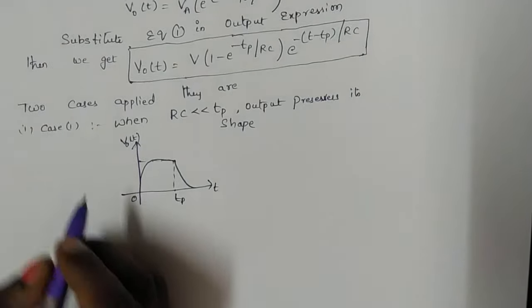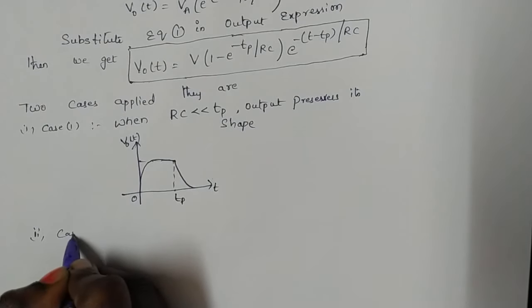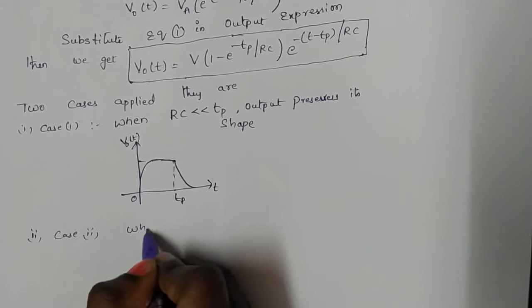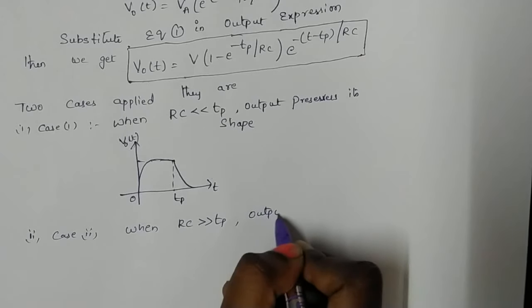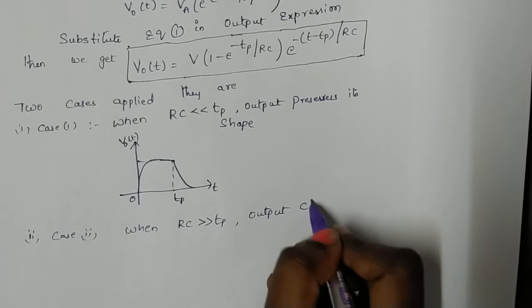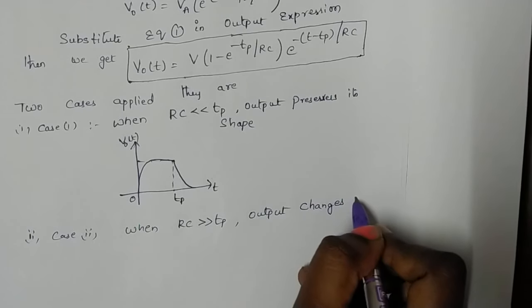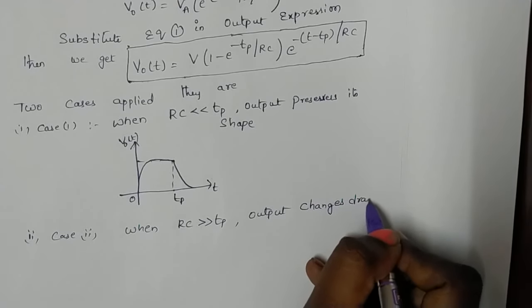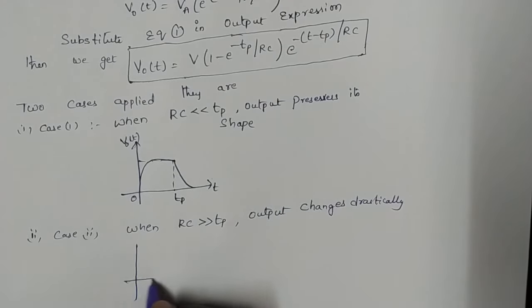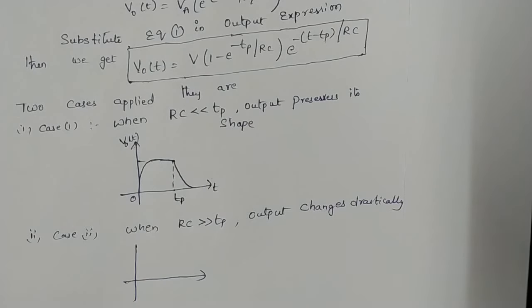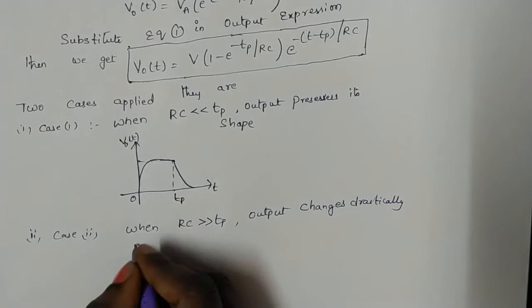And the second case, that is case 2, when RC is far greater than Tp, the output changes drastically. There will be a drastic change at the output. Okay, then the output waveform will be represented like this. There will be a slow charging from 0 to V volts, and a slow discharging of the capacitor voltage from peak voltage to 0 volts. It will be represented like this.